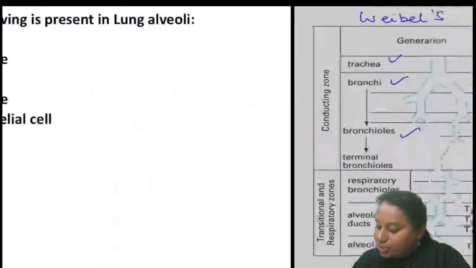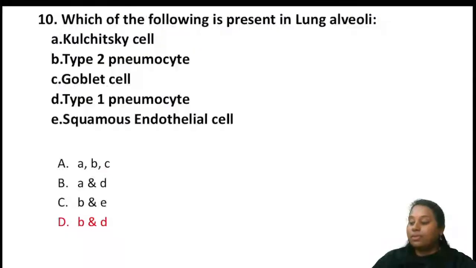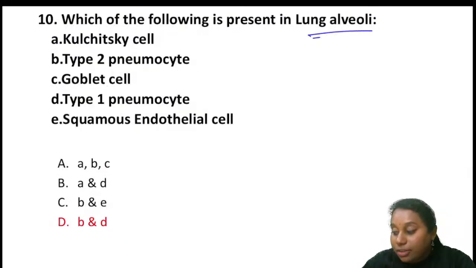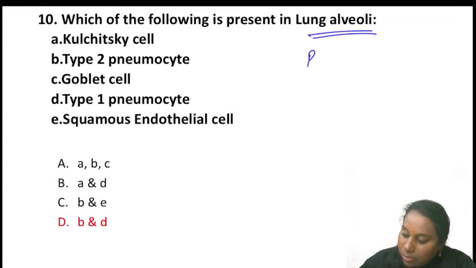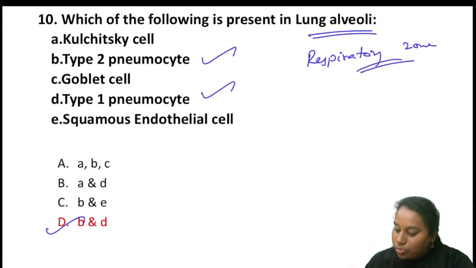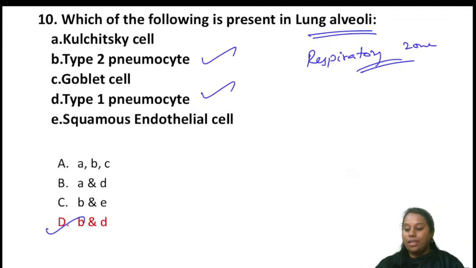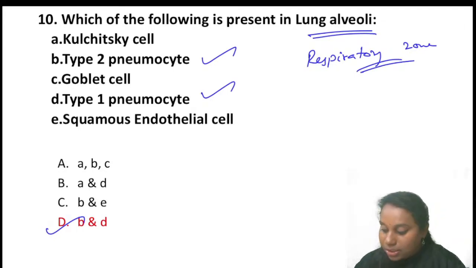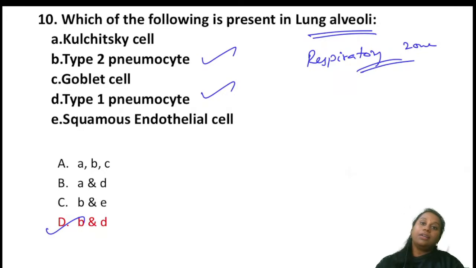Now back to the question. Which of the following is present in the lung alveoli? Alveoli means the question is about the respiratory zone. What are the cells present in the respiratory zone? Type 1 pneumocyte and type 2 pneumocyte, both B and D. Kulchitsky, goblet cells and endothelial cells are present in the conduction zone, not in the respiratory zone.